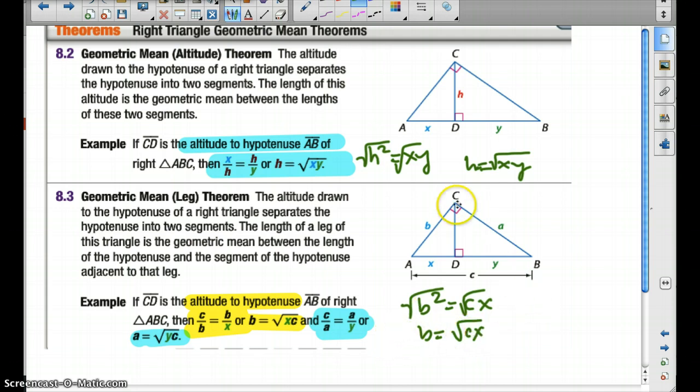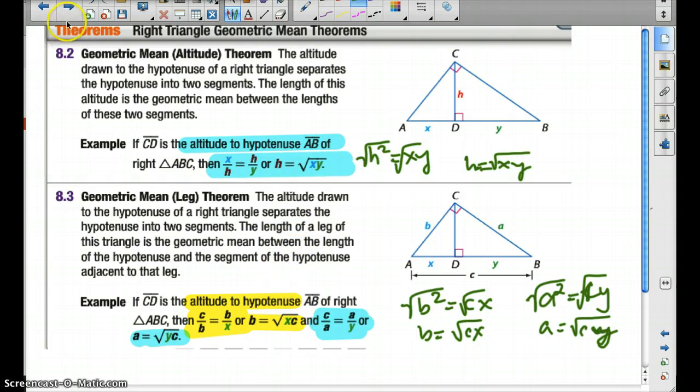Same thing over here. If you want to find the long leg, a squared, because a times a, equals cy. Then we're going to square root both sides, and a equals the square root of cy. Sorry about that. So this is where geometric mean comes into play: setting up these proportions and then using cross multiplication, then square rooting to find them.